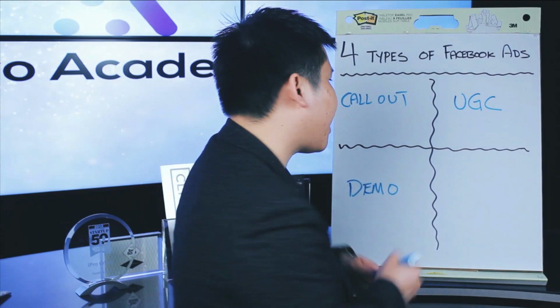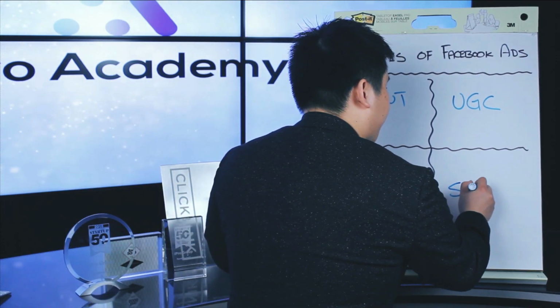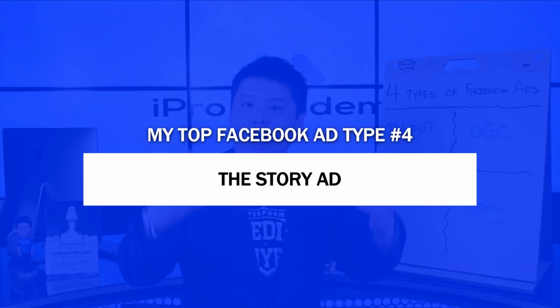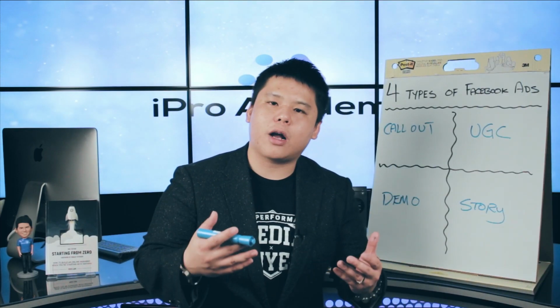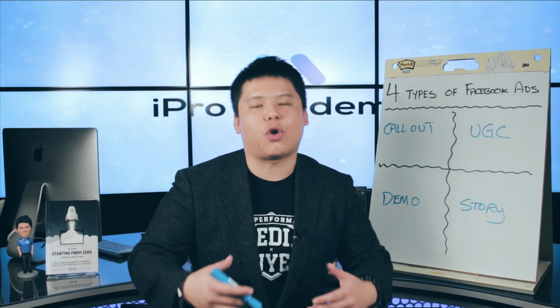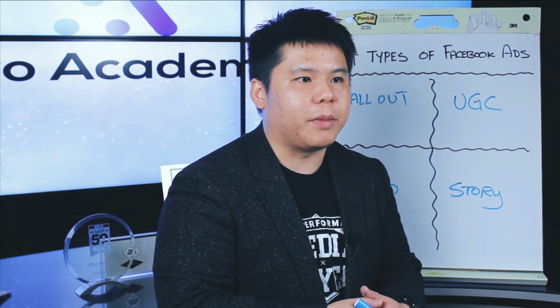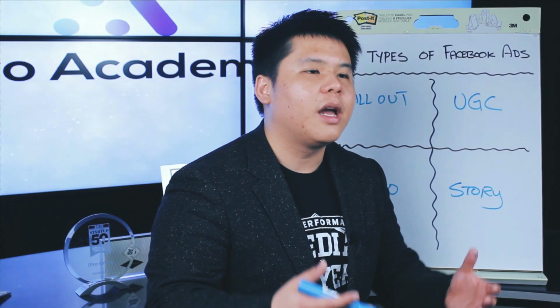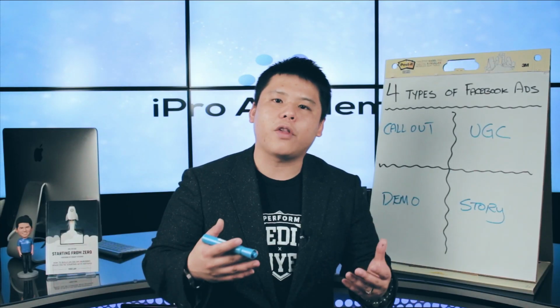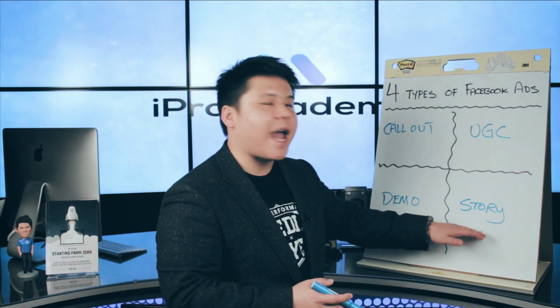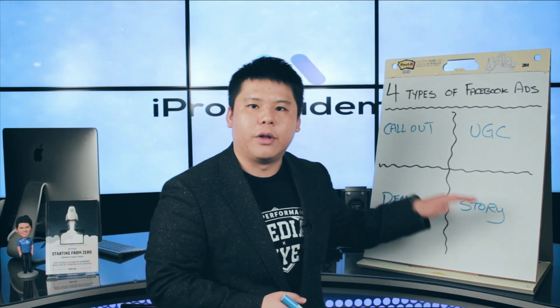Now, the last type is called a story ad. Story ads work really well if you can have a longer copy to talk about the story, the challenge, or how this product was developed. Because remember, when it comes to social media, it's essentially a social platform. People want to read what other people are up to or their stories. So story ads can work phenomenally well.